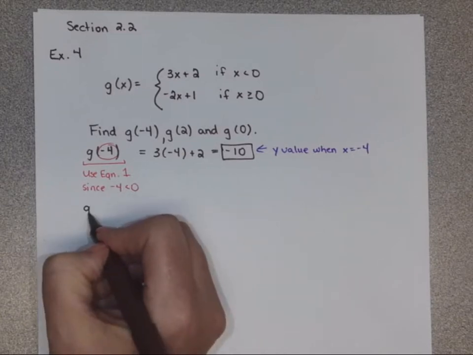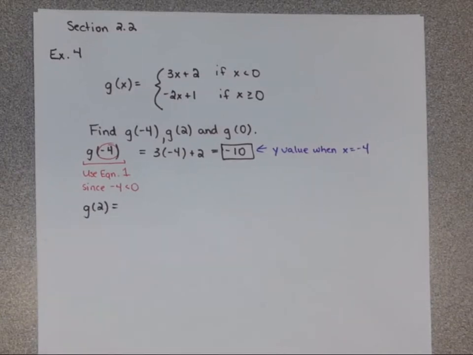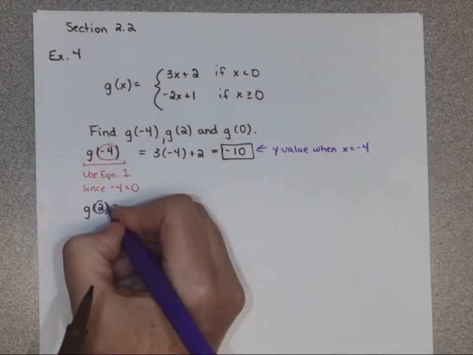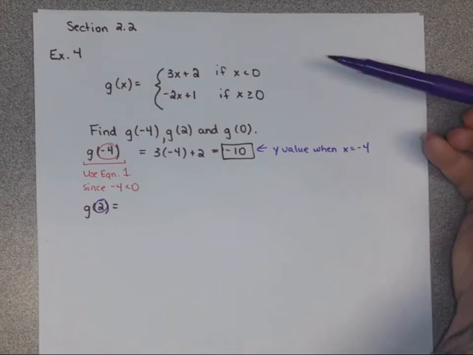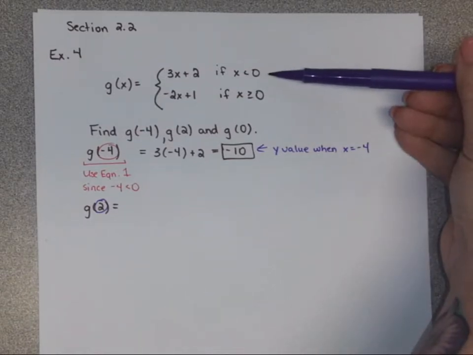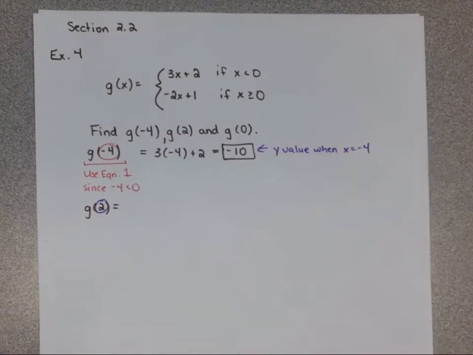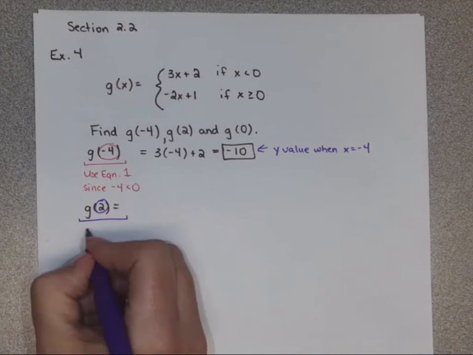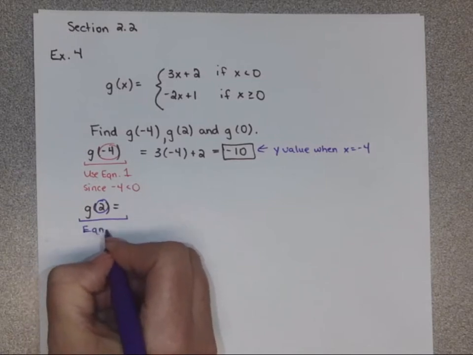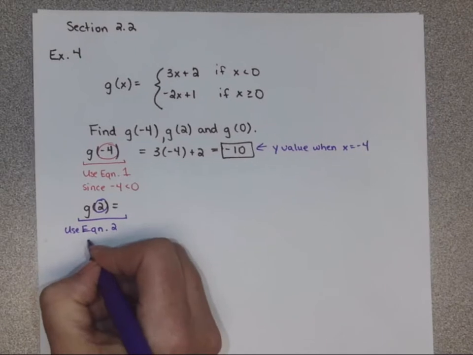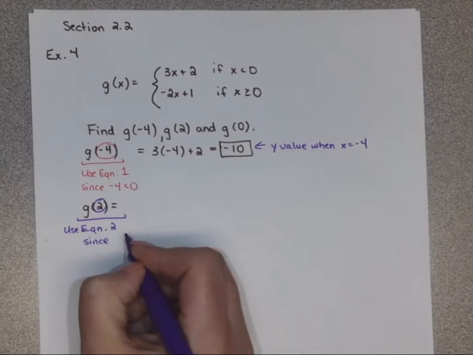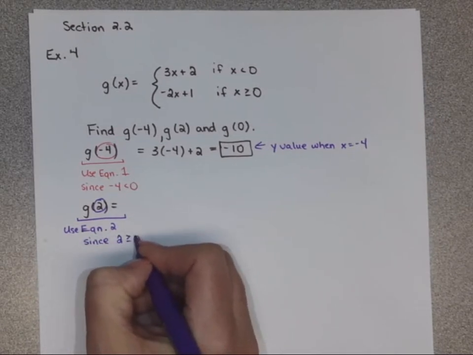All right, let's try the next one that I asked for, g of 2. Before we do the plug-in step, we have to ask ourselves which equation it would be appropriate to use. We have x is 2, so which category is that going to fall under? Is 2 less than 0, or is 2 greater than or equal to 0? It's greater than or equal to 0, so I need to use equation number 2.